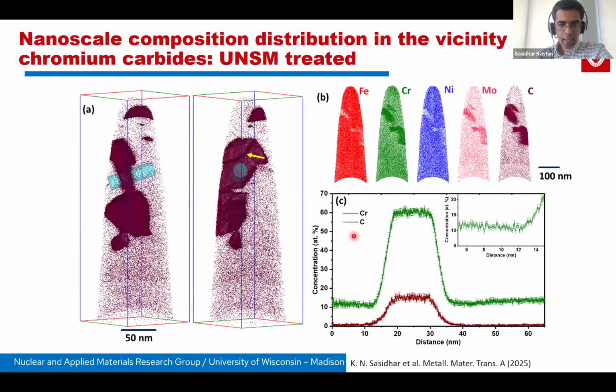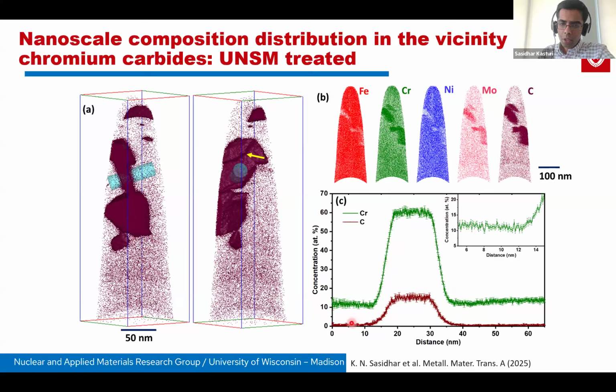So these are atom probe results from the UNSM treated sample. So again, the first thing we saw here is that the carbides are very much intact. The chromium carbides have not disintegrated, or at least not completely dissolved into the matrix. They're very well intact. Their size is rather comparable to the sensitized material.